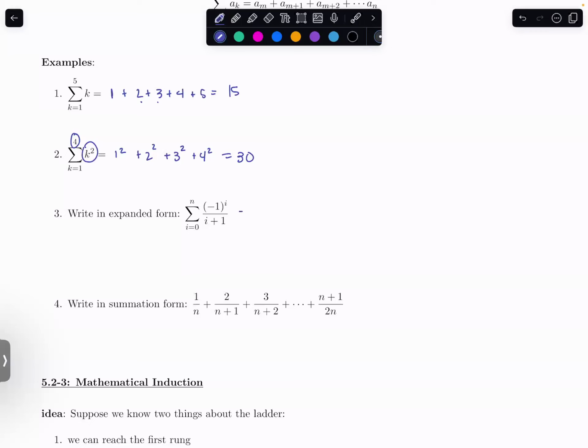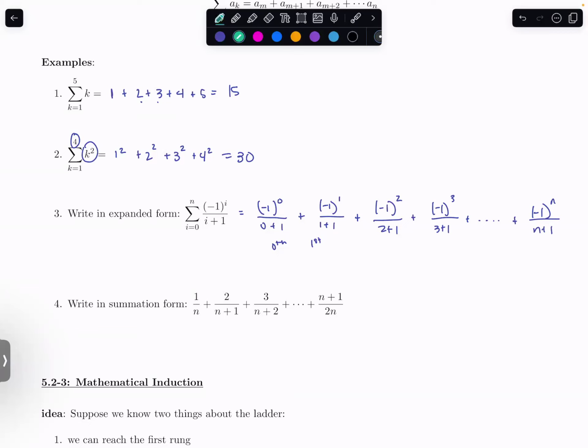This one, we're going to expand this thing. So we're going to start at 0 for the i, and we're going to count up to n. So when we start at 0 for the i, we're looking at -1 to the 0th power over 0 plus 1. That's the 0th entry, right? And then the first entry would be -1 to the 1 over 1 plus 1. And then we're looking at -1 to the 2 over 2 plus 1. And then -1 to the 3rd over 3 plus 1. And then some dots till we get to the nth term, and that's where we would stop: -1 to the n over n plus 1.